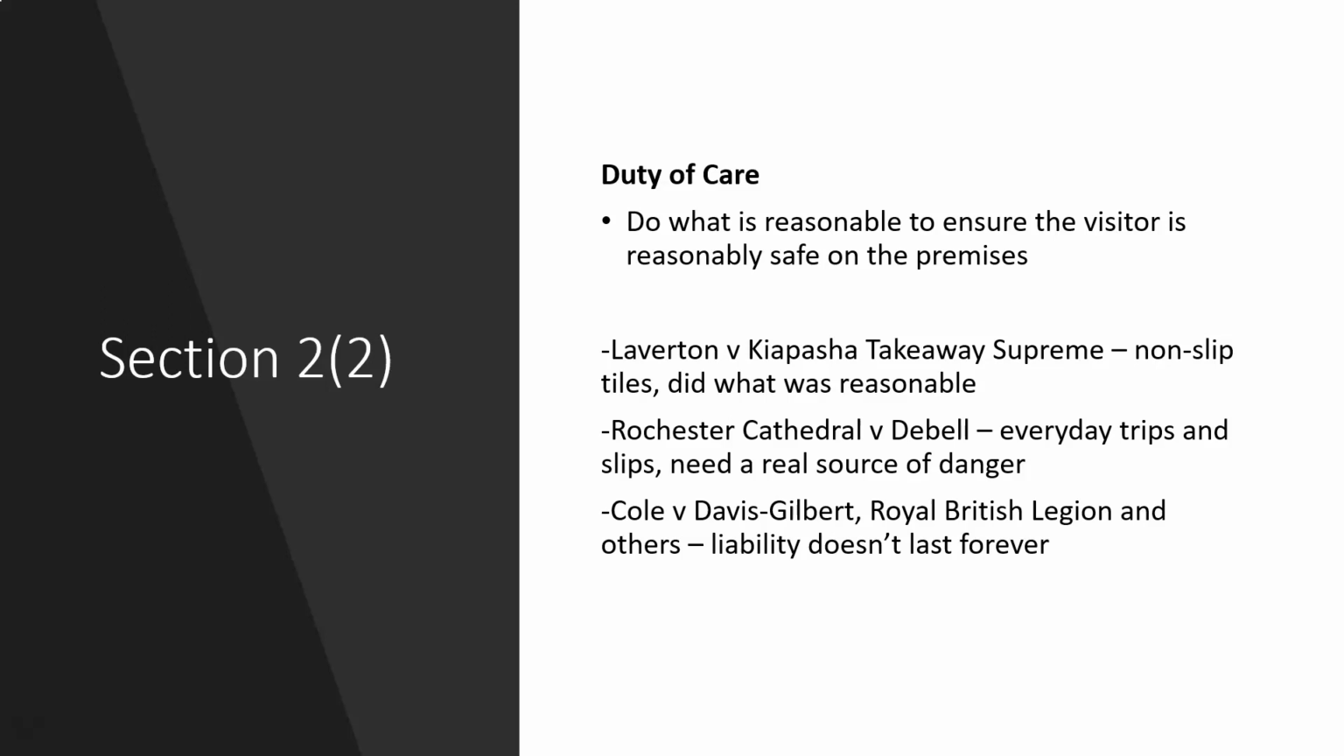Equally, in Rochester Cathedral v De Bell, this is a huge grounds, and what had happened basically was a car had knocked over a bollard, causing 2 inches of concrete to protrude from the bottom, and the claimant had fallen over it, essentially, and she tried to sue the grounds of Rochester Cathedral for this.